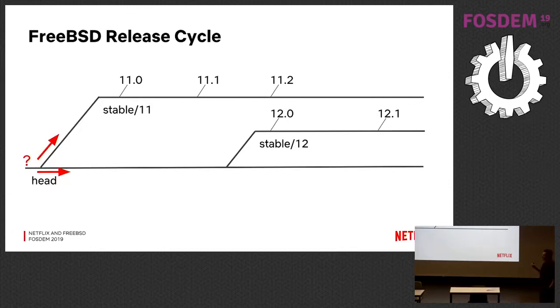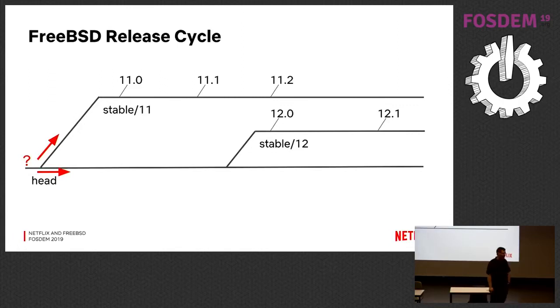And then we had the choice. Well, basically stable 11 and head are the same thing at this point because it's just branched. So which do we want to do? Do we want to go to the next stable release? Or do we want to track head? And we decided to track the development branch. And so we rebased onto the development branch, and we began to track that.